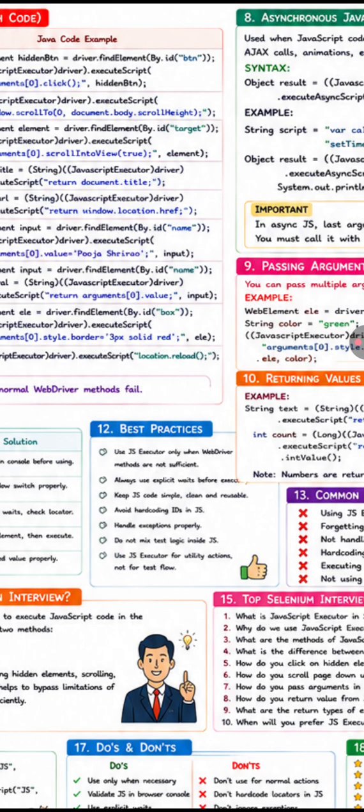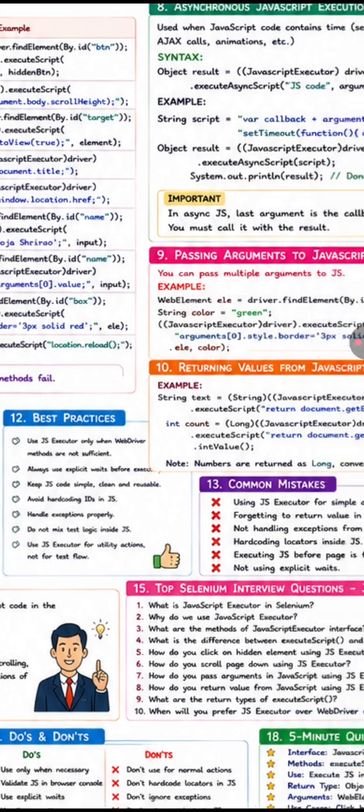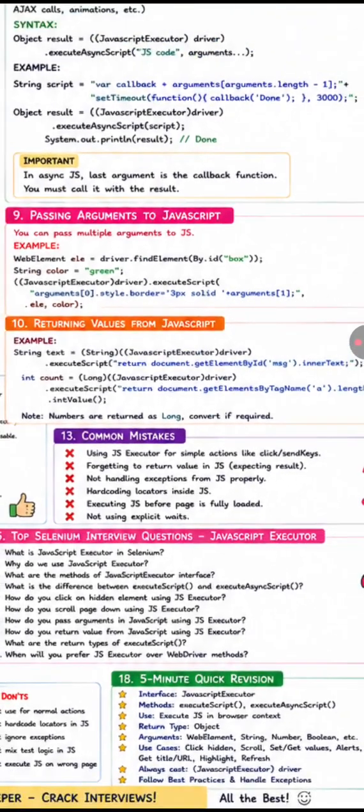We have to avoid hard-coding IDs in the JS. A common mistake while using JavaScript executor is using it for simple actions like click and sendKeys. We don't have to use JavaScript executor for simple click actions. When Selenium fails to perform an action, that time we have to use JavaScript execution.